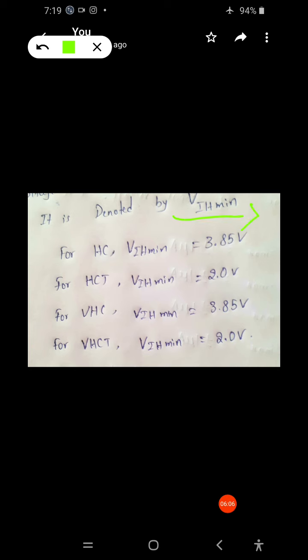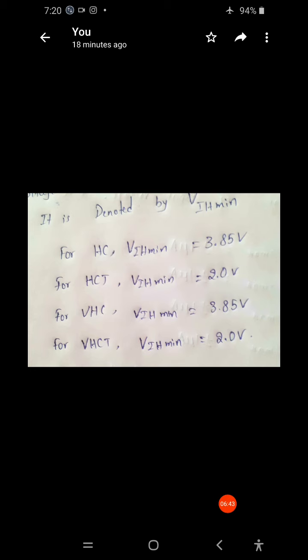Here also the logic families have different values. For HC, the VIH minimum is 3.85 volts, for HCT it is 2.0 volts, for VHC 3.85 volts, and for VHCT 2.0 volts. So these have different values for the high level input voltage.